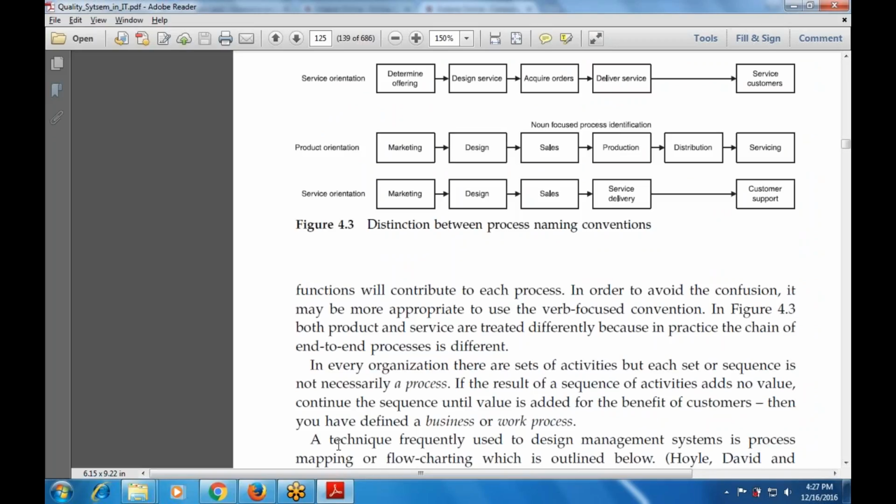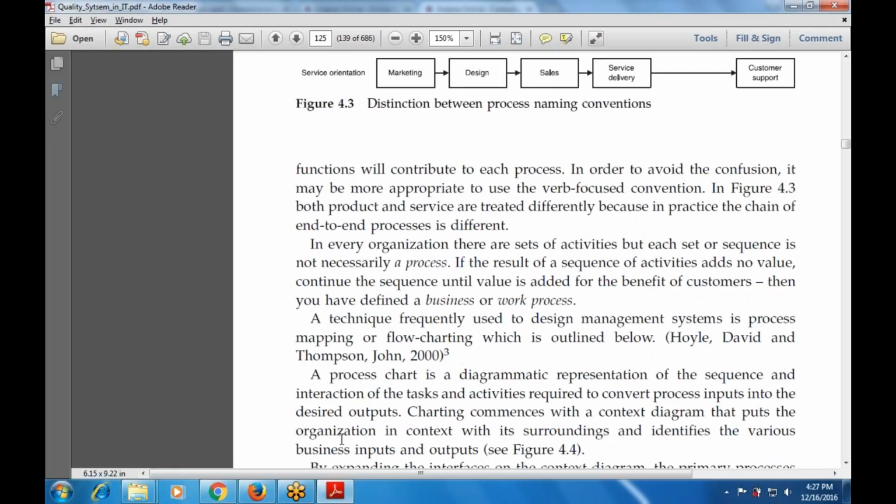Now, these are the factors that also distinguish whatever the process, whatever the business or work management that is available, and a flow chart is defined over here. So this is a flow chart that is used. This is used for the design process. This is the management, this is the organization.